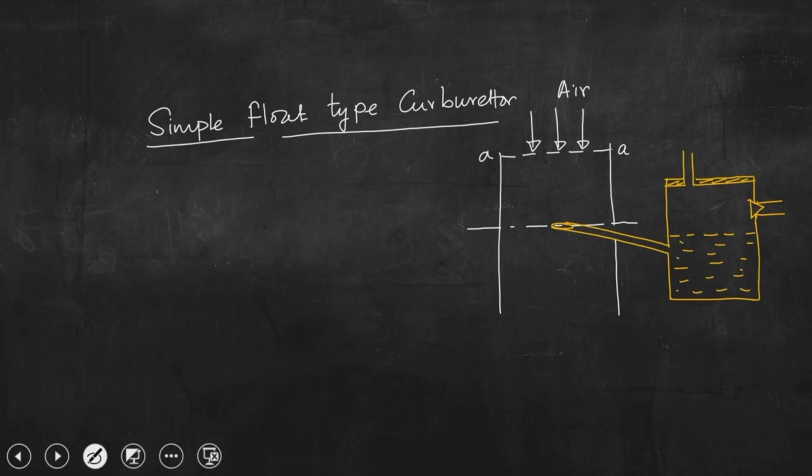Okay. Now, I would like to show one float valve. So, this is the float valve, this is the air vent. This air vent is provided to ensure that this is the fuel tank. So, basically fuel is open to atmosphere. So, the pressure acting on the fuel surface is atmospheric pressure.